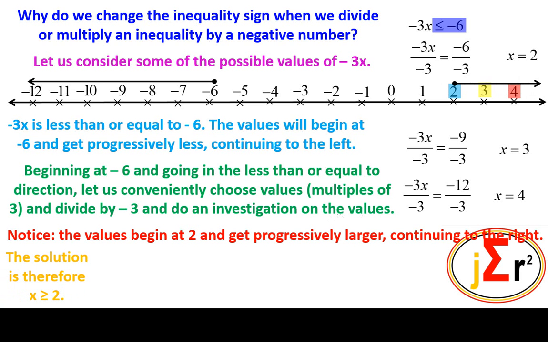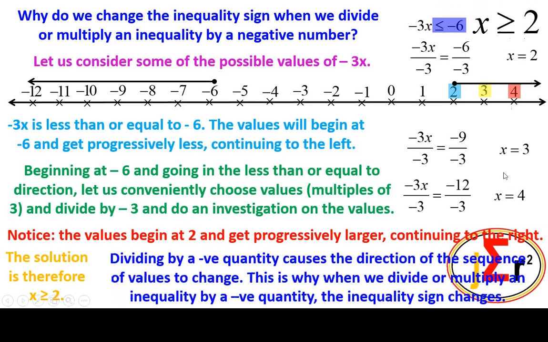The solution is therefore x is greater than or equal to 2, because the values of x will begin at 2 and continue getting progressively larger each time. X is greater than or equal to 2. Dividing by a negative quantity causes the direction of the sequence of values to change, or the sequence of results to change. This is why when we divide or multiply an inequality by a negative quantity, the inequality sign changes.